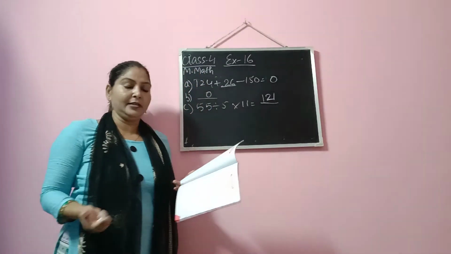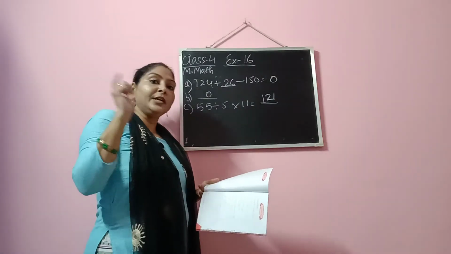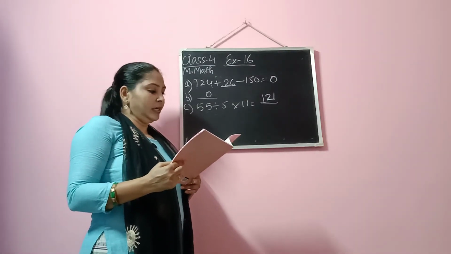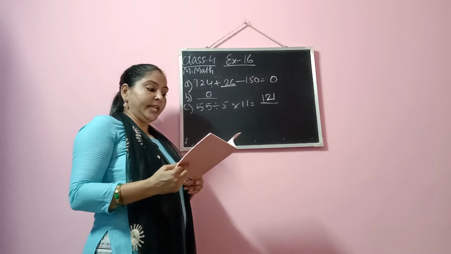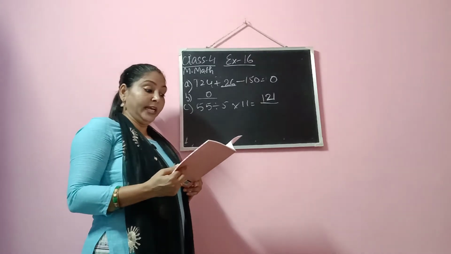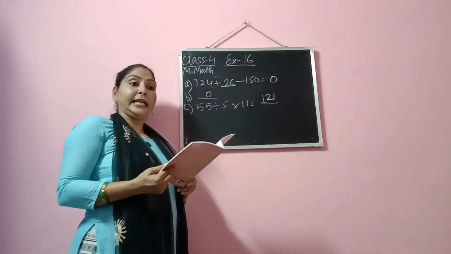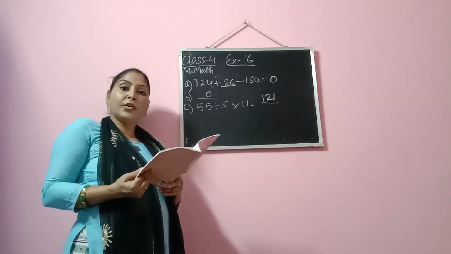I have memorized the square of 11, but then you will do the multiplication and find out the answer. Then we move to the next question, number D. 40 into 10 is equal to, into dash is equal to 400. Now 40 into 10 is equal to 400.